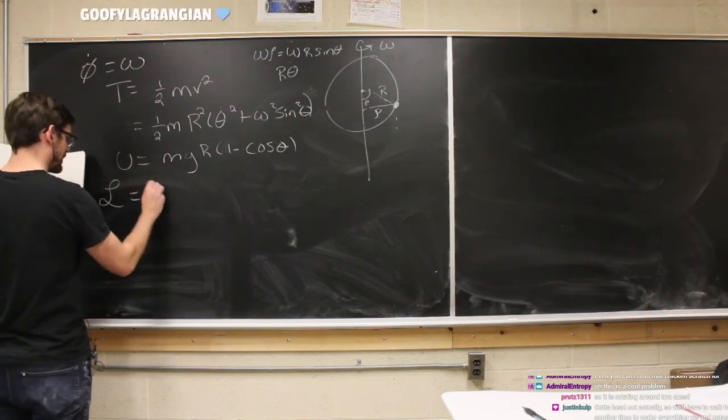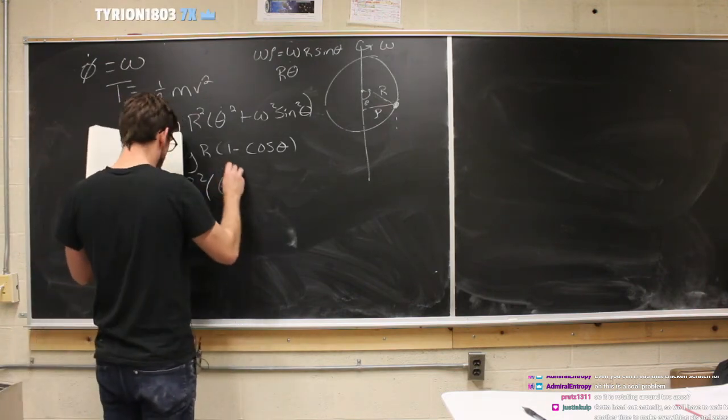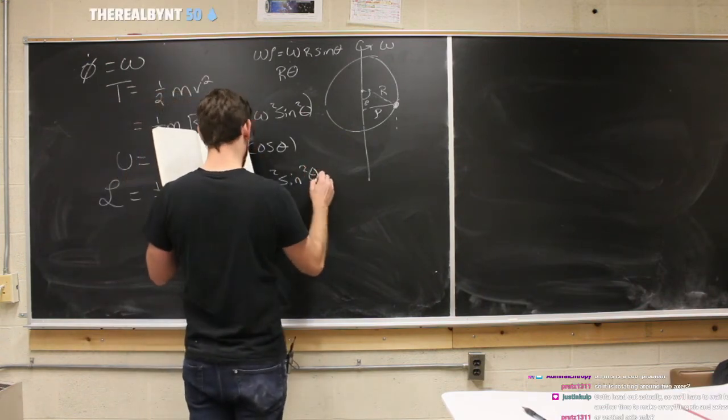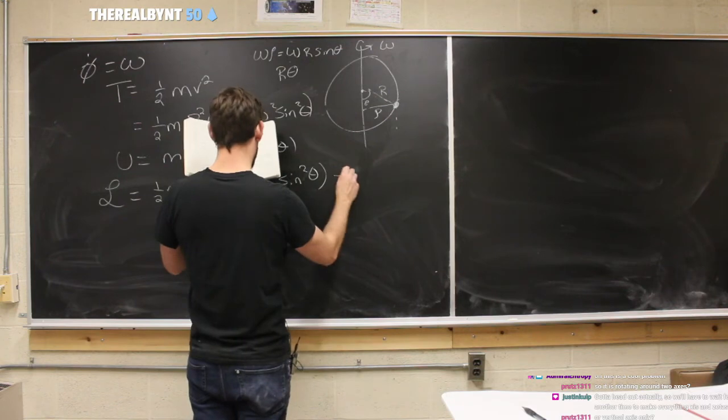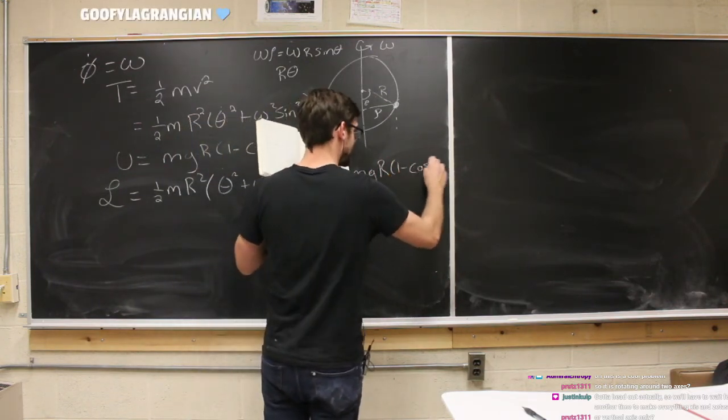The Lagrangian is then going to be 1/2 m large R squared times the quantity theta dot squared plus omega squared sine squared theta, minus mg r (1 minus cosine theta).